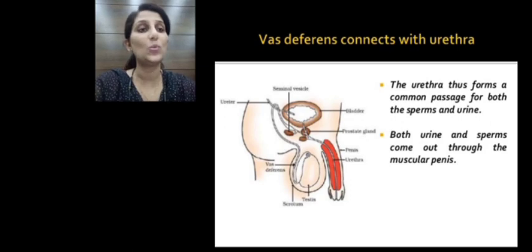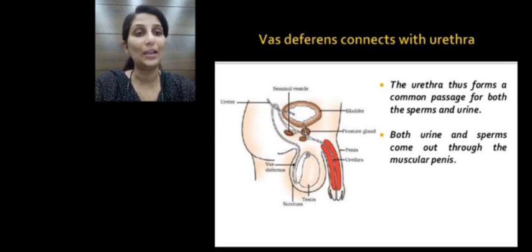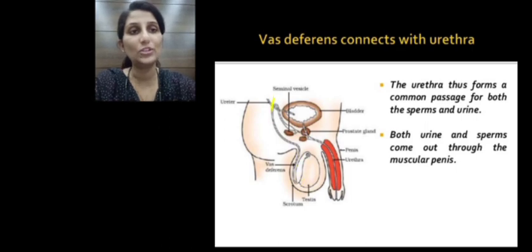Now let us learn about the vas deferens. The vas deferens helps to conduct the sperms which are produced inside the testis outward. So the urethra, we have learned about the urethra. It's a part of the excretory system. And we can see here the testis, a small tube-like structure goes out, and this is the vas deferens. The vas deferens comes down and joins along with the urethra.